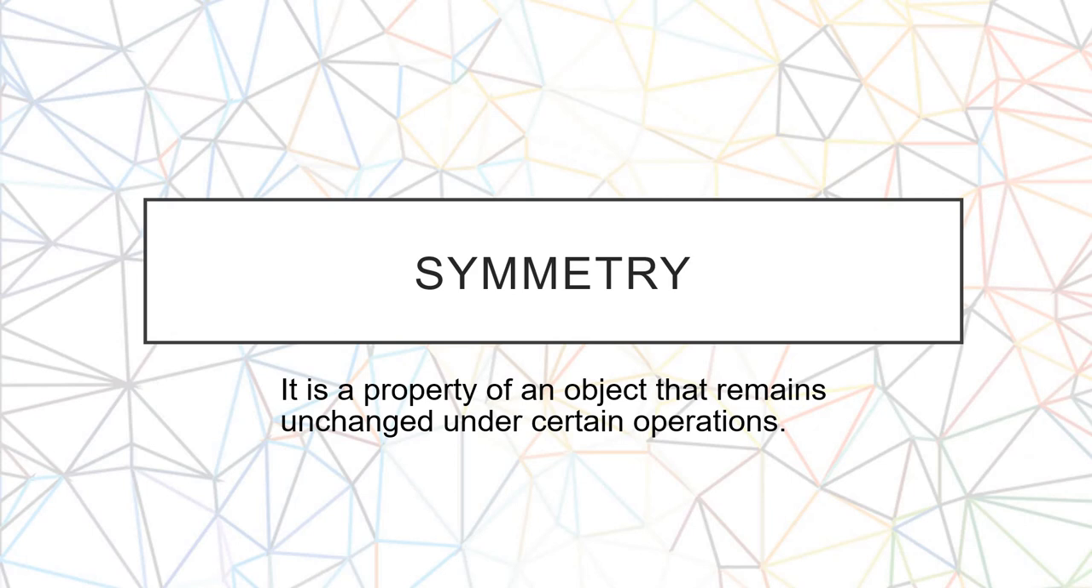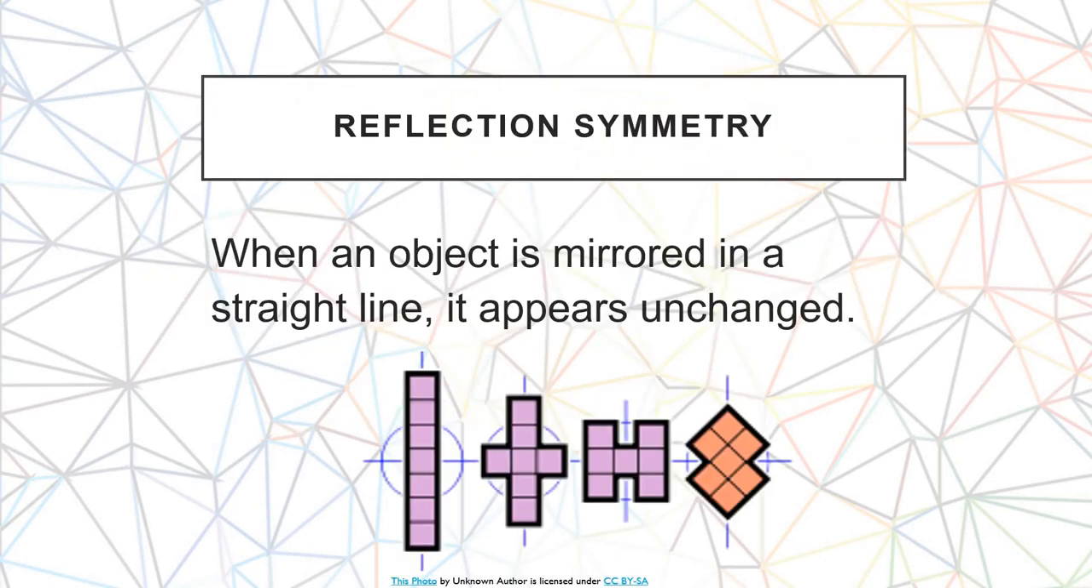Symmetry is a property of an object that remains unchanged under certain conditions. So we have reflection symmetry. This is when an object is mirrored in a straight line and it appears unchanged.